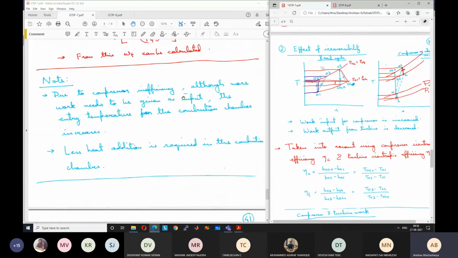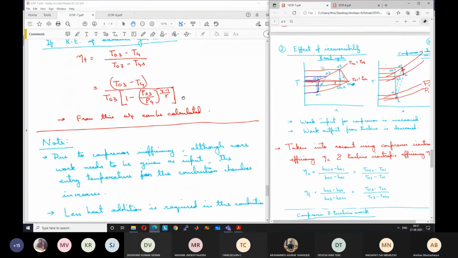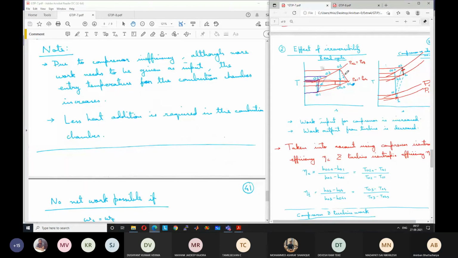Now, there may be a situation when there is no work output at all. In ideal cycles, we will always have work output. The work output from the turbine will be greater than the work input to the compressor, because these constant pressure lines are diverging. The distance between the constant pressure lines for the turbine will always be greater than for the compressor. But for the real cycle, because T02 minus T01 is higher than that of the ideal cycle, and T03 minus T04 is lower, there can be a situation where T02 minus T01 is equal to T03 minus T04. As a result, the turbine work output is just sufficient to run the compressor. We do not get any actual work output.